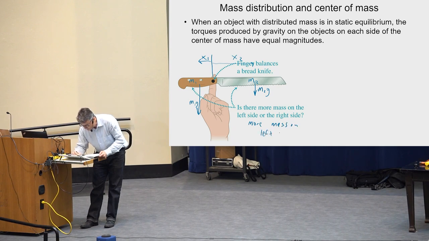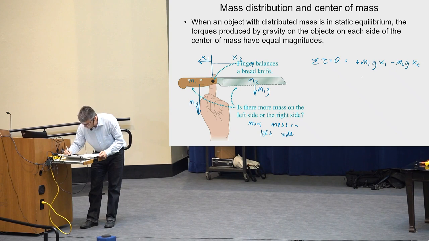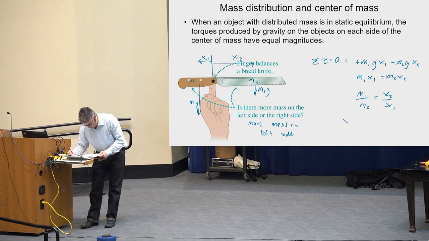The handle's more massive than the blade for this reason, which is that the sum of the torques equals 0. M1 will be counterclockwise, so plus M1G times X1, and then the blade will be clockwise, so minus M2 times G times X2. So basically M1X1 equals M2X2. If you solve that out, M1 over M2 equals X2 over X1. So X2 is greater than X1 implies that M1 is greater than M2. Handle's heavier.